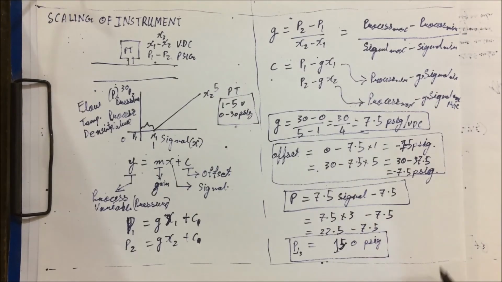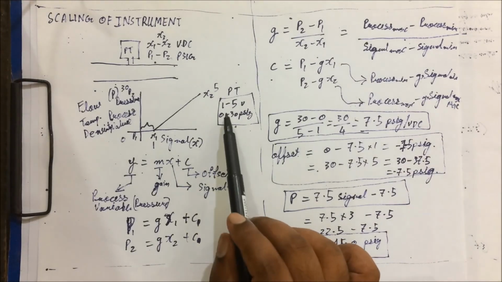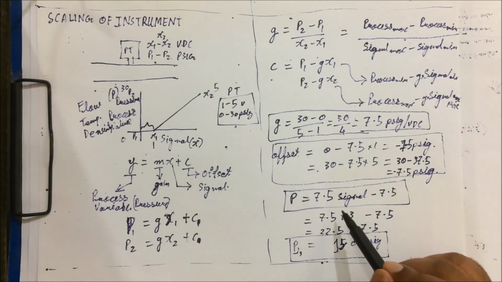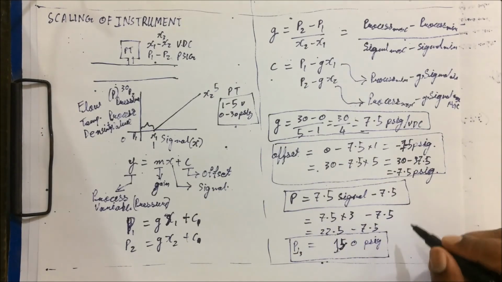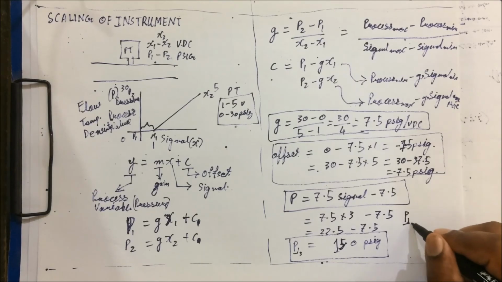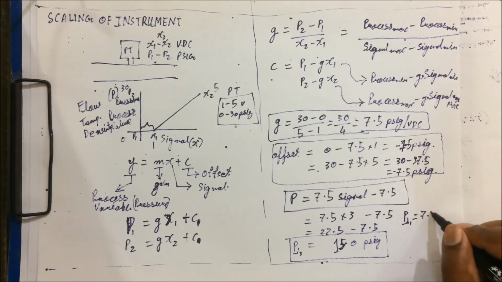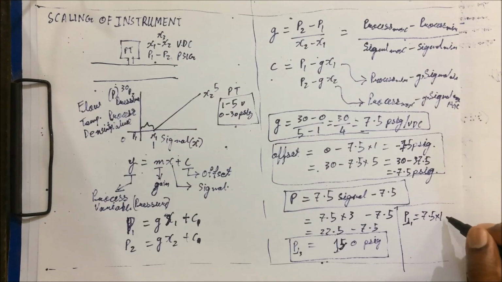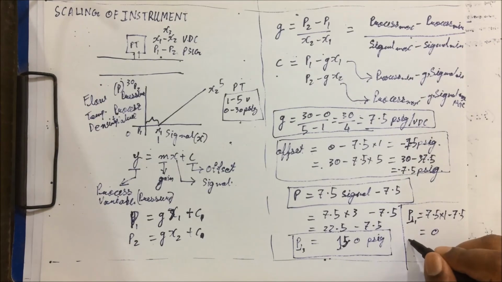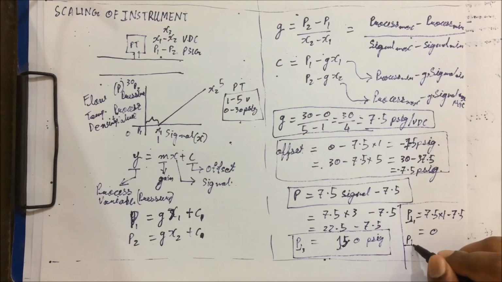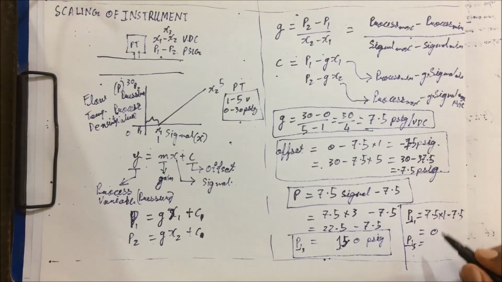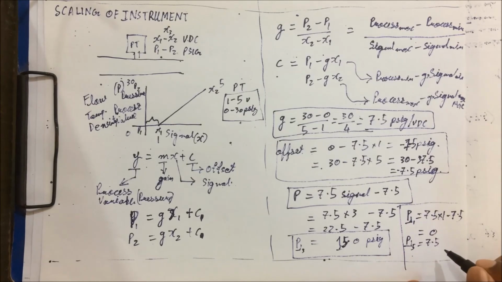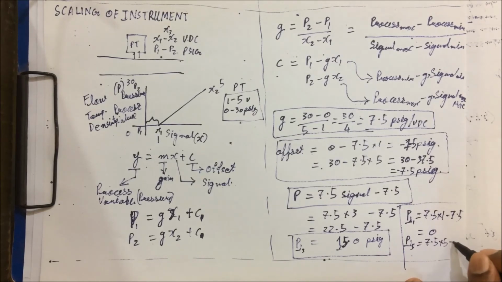And if you want to check what would happen if it is 1 volt, then this will become 7.5 multiplied by 1 minus 7.5, you'll get 0, and the process variable for 5 volts would be 7.5 multiplied by 5 minus 7.5, and you will get 30 psig.